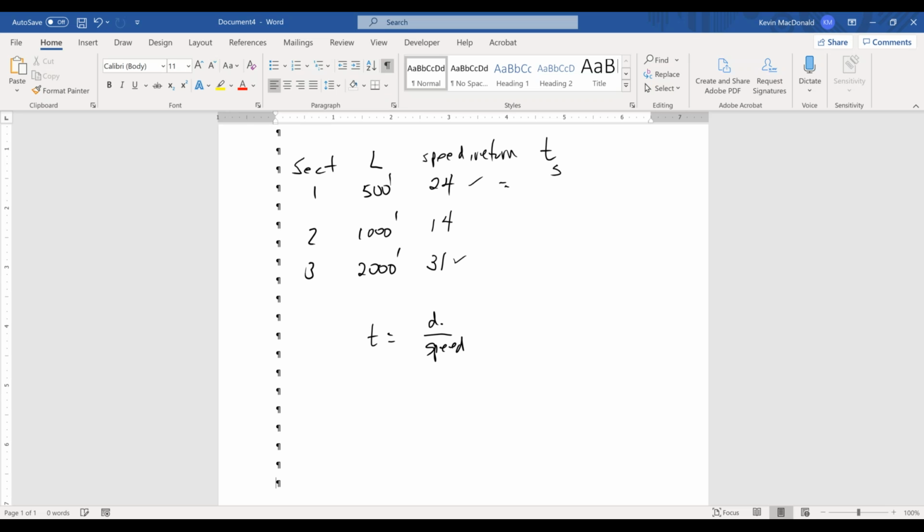this is equal to 500 divided by 24 times 88. This is 1,000 divided by 14 times 88. And this is 2,000 divided by 31 times 88. And this will give us our time as well. We have 500 over 24 times 88.